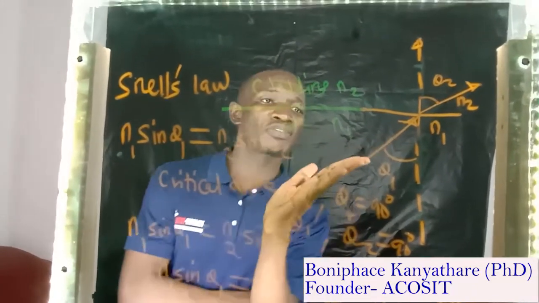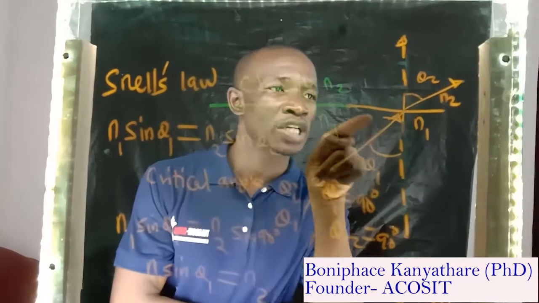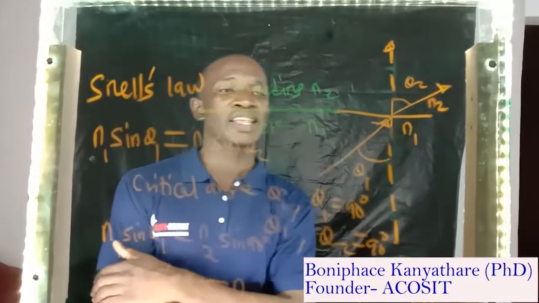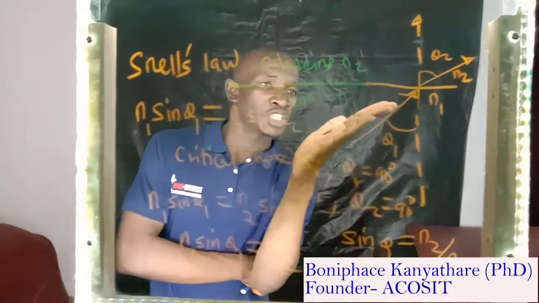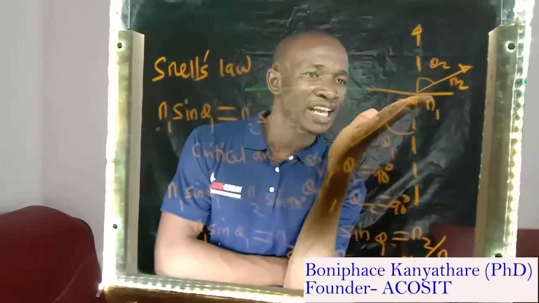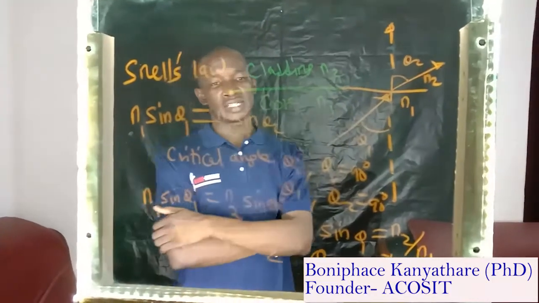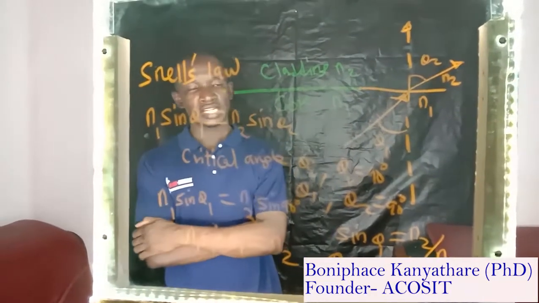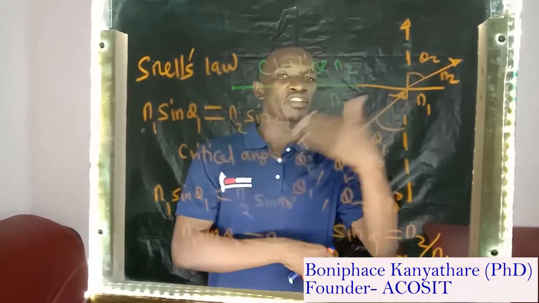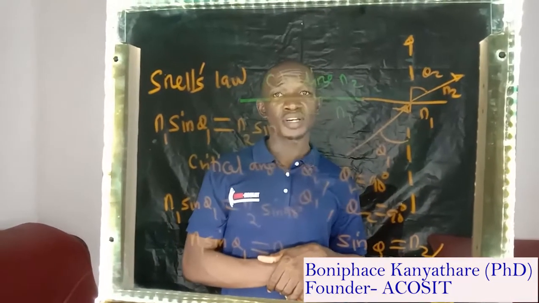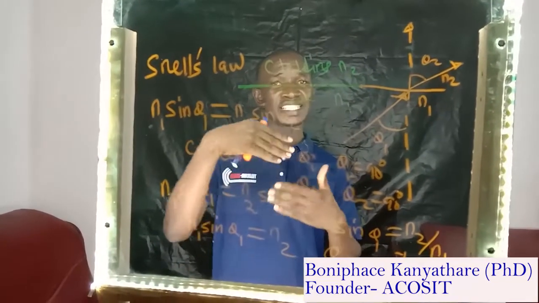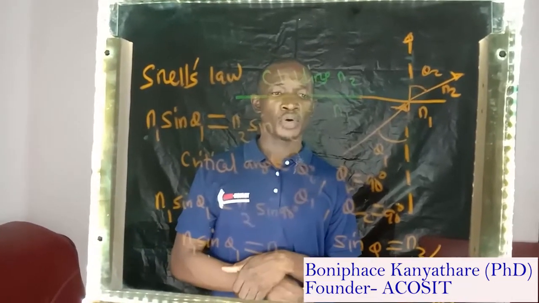The angle for which, if light is shined onto the interface, it will actually emerge along the interface itself. If it is shined at a certain angle, it will emerge at the interface between these two mediums. This is a very important formula that can help us. For different materials, for different interfaces, the critical angle will be different.